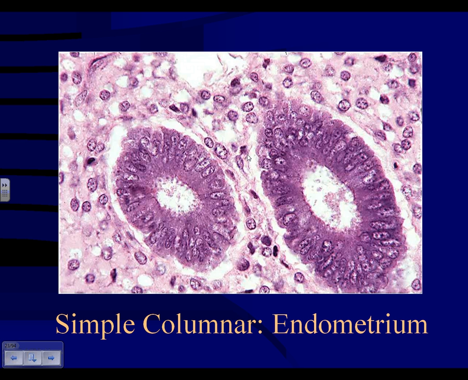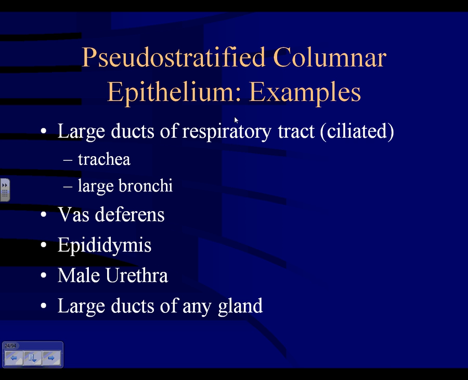In the endometrium, depending on the cycle, the epithelium will be tall and skinny. It changes throughout the cycle, but in the proliferative phase, it's a tall, skinny rectangle or simple columnar epithelium.